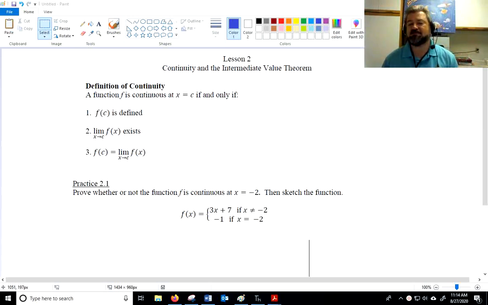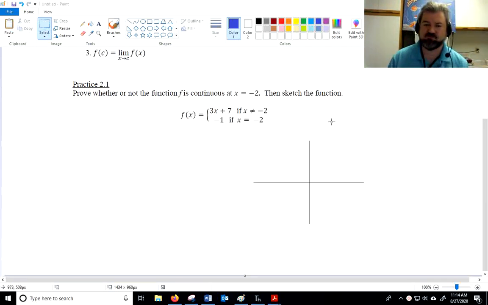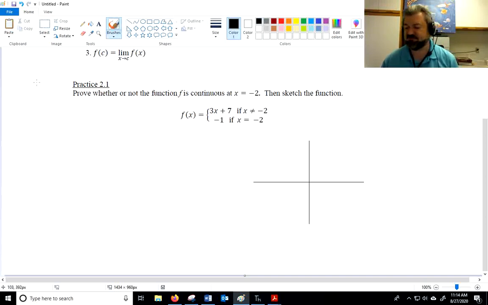So, with that in mind, I want you to prove whether or not the function f is continuous at x equals -2. Include a sketch of this function. So, pause the video, and then we will go over your answers. All right, let's see how you did.